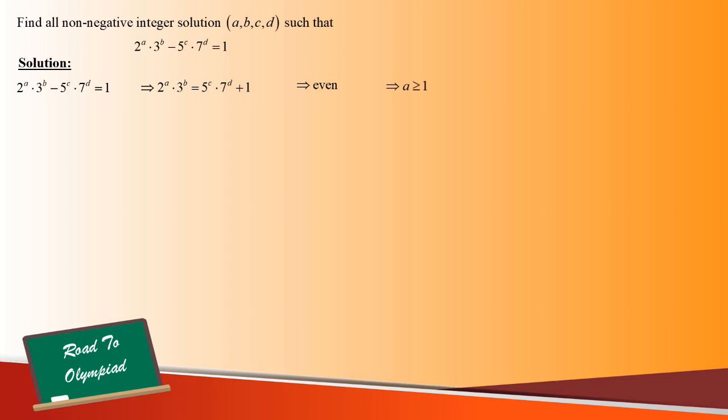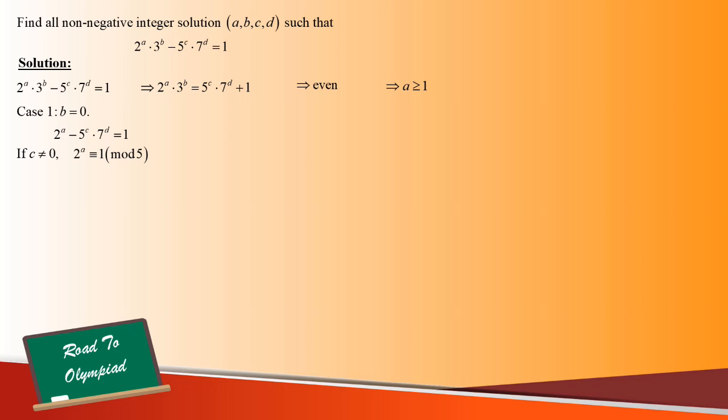Now, consider the case where b is equal to 0. In this situation, we have 2^a minus 5^c times 7^d is equal to 1. If c is non-zero, we have 5^c times 7^d is a multiple of 5. So by taking congruence modulo 5, we have 2^a is equal to 1 mod 5.